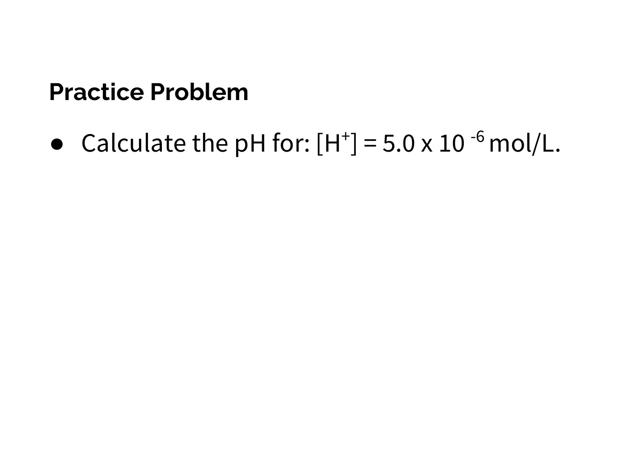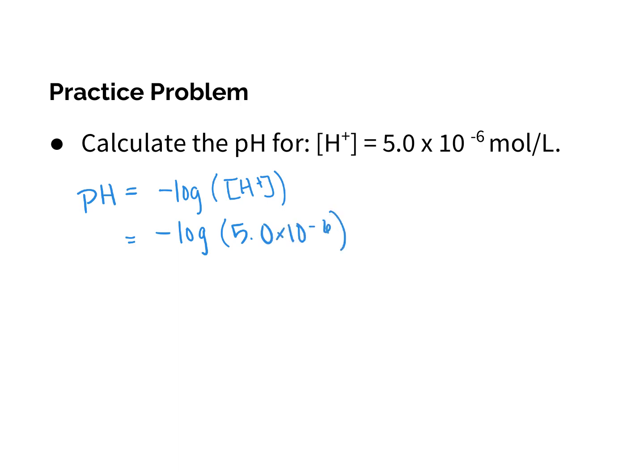Now we're going to calculate the pH when the concentration of the hydrogen ion is 5.0 times 10 to the minus 6. So to calculate for pH, we do minus log of the concentration of hydrogen. So when I type this into my calculator, I'm going to go minus log 5.0 times 10 to the negative 6th. And when I type that in, I end up getting 5.3. So the pH of this solution is 5.3.